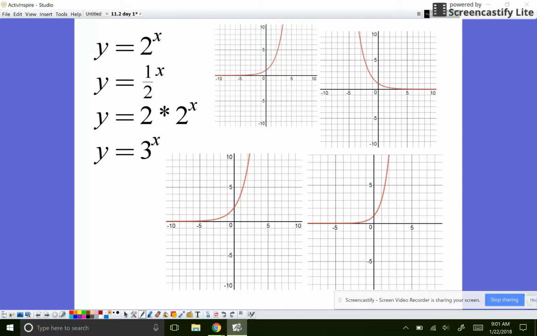So what I did is, let's see, this is y equals 2 to the x. This one is y equals 1/2 to the x power. This one is y equals 2 times 2 to the x. And then this one is y equals 3 to the x. So my question on all of these was, first off, the y-intercept. So I'm going to use a different colored pen to find the y-intercept.